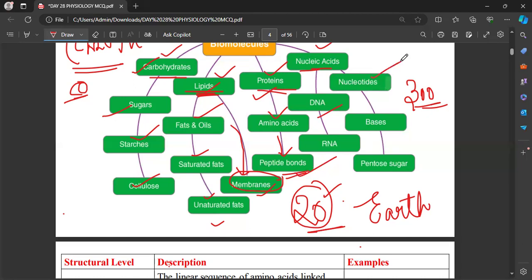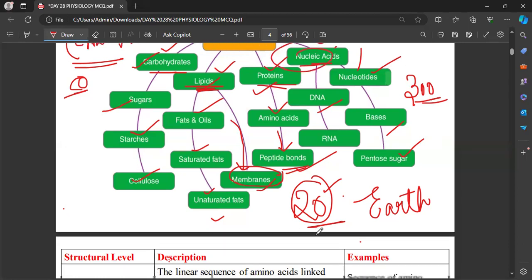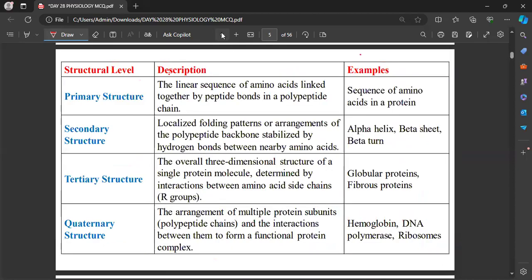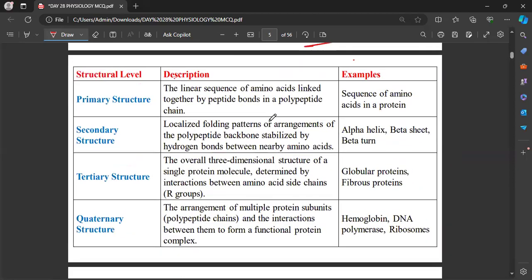And these nucleic acids contain nucleotides. And these nucleotides have a base and a sugar: a nitrogenous base and a pentose sugar. These are collectively called the nucleic acids. So this is an overview of the biomolecules. And now, coming back to the structure of a protein.